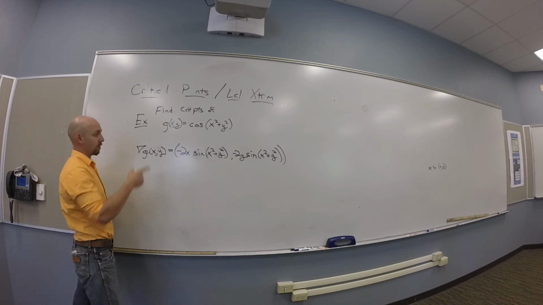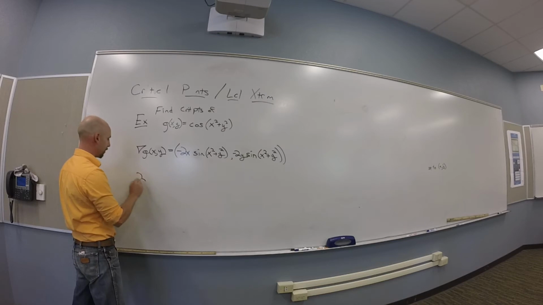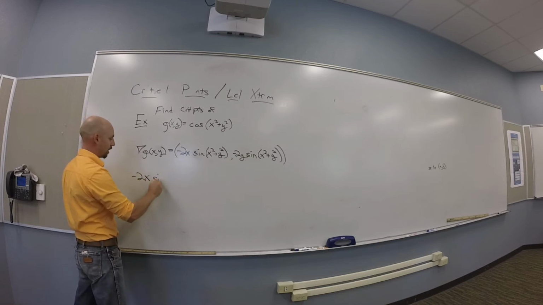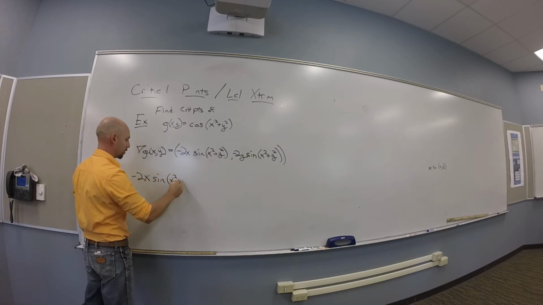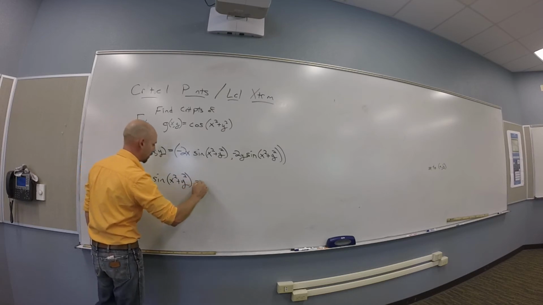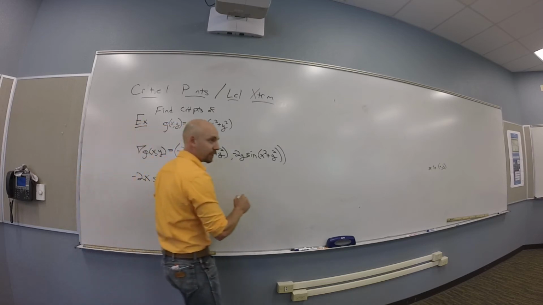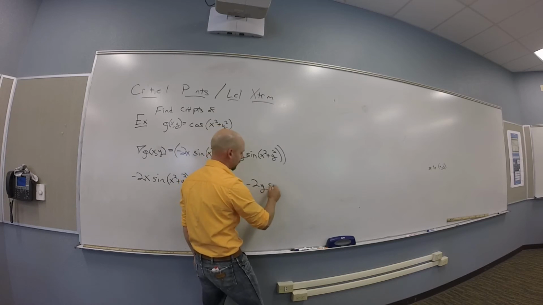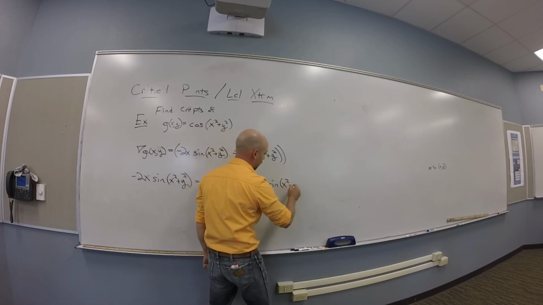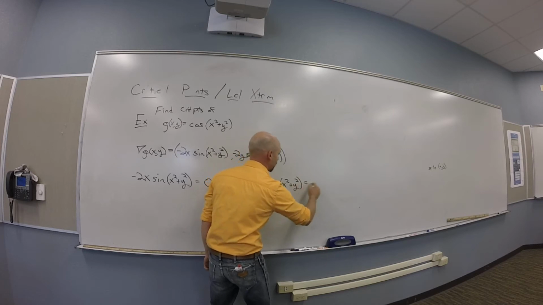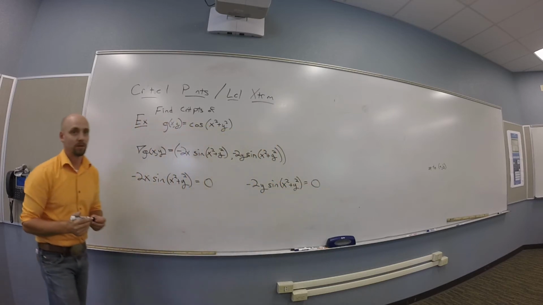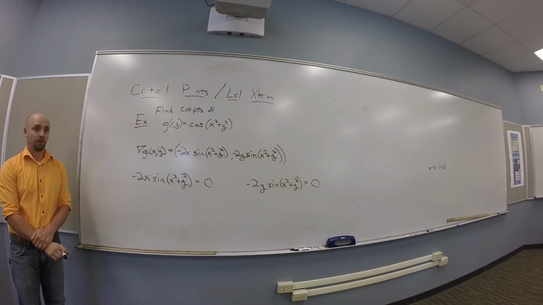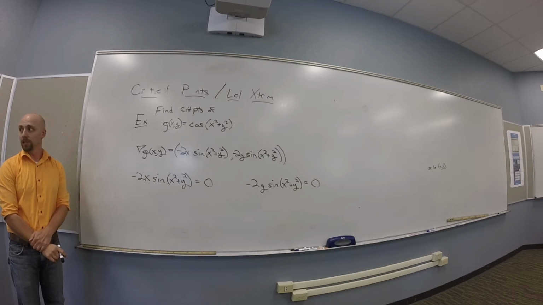That's 0. Yeah, so I'm going to do this. I'm going to do minus 2x sine of x squared plus y squared is 0. And then simultaneously, right, I need minus 2y sine of x squared plus y squared to be equal to 0. You guys with me on these? Okay, so how do you solve such things?